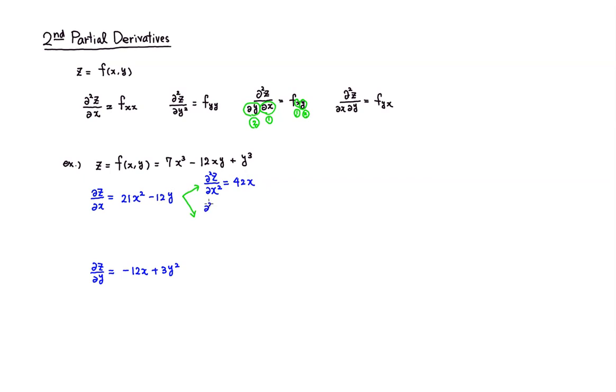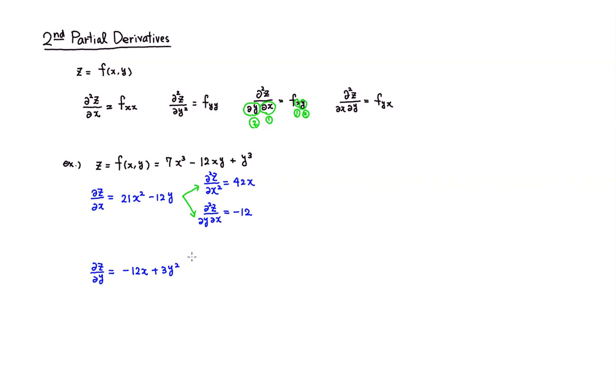So that's the second partial with respect to x twice. Now we do x first, but then with respect to y. Here, 21x squared is just a number, so the partial derivative with respect to y is 0. The partial of negative 12y with respect to y is negative 12. We got that.